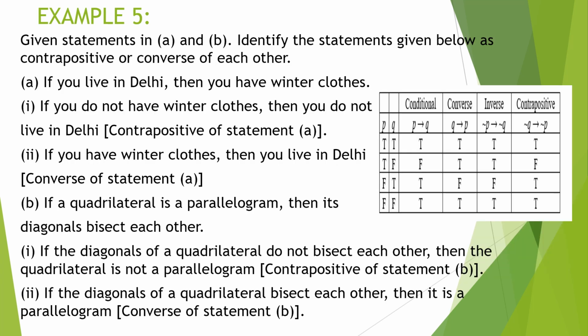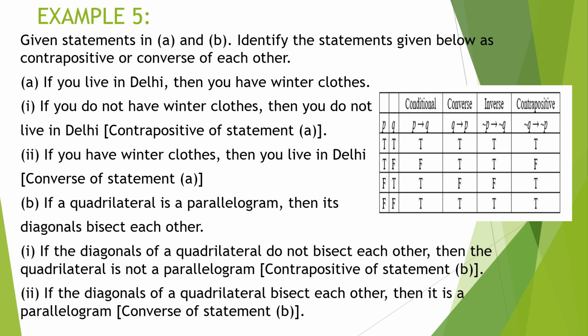Example 5. Given statements in A and B, identify the statements given below as contrapositive or converse of each other. Means you have to say whether they are contrapositive or they are converse. I have given the table on one side, so it will be very clear. If you live in Delhi, then you have winter clothes. If you do not have winter clothes, then you do not live in Delhi. Which type of statement would this be? Original statement is if you live in Delhi, then you have winter clothes. So P is you live in Delhi, Q is you have winter clothes. Correct? So it is of the kind if P then Q.